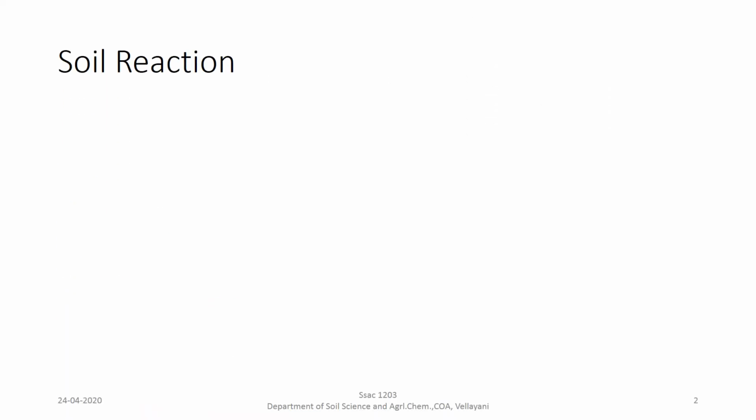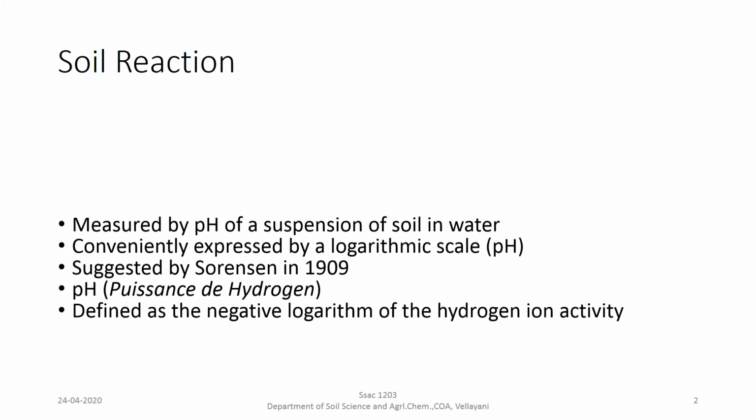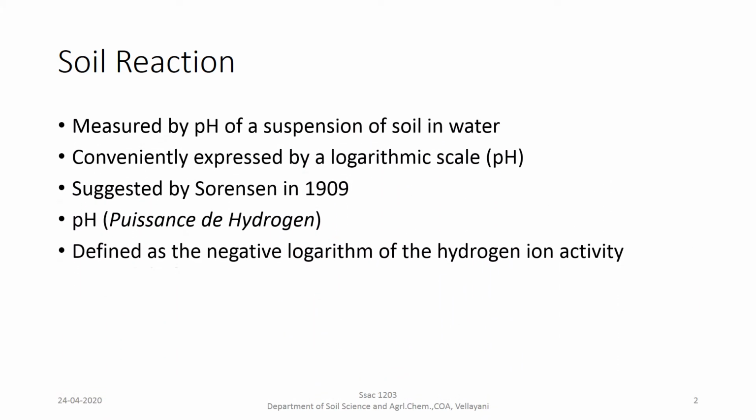The soil reaction is measured by pH of a suspension of soil in water. It is conveniently expressed by a logarithmic scale. It was suggested by Sorensen in 1909. pH means puissance de hydrogen. It's a French word meaning power of hydrogen.